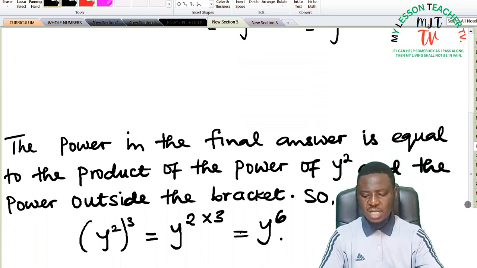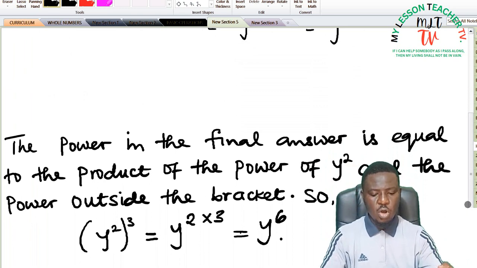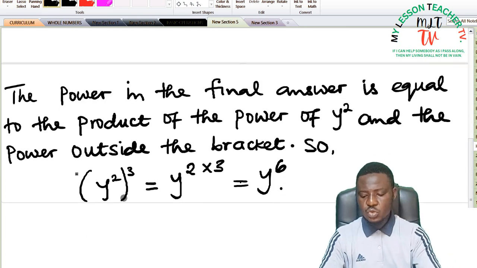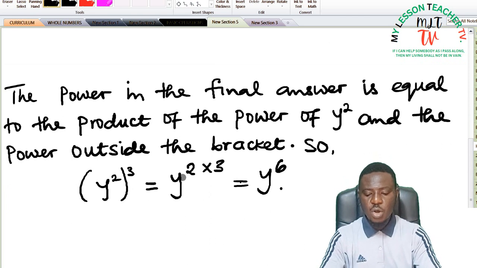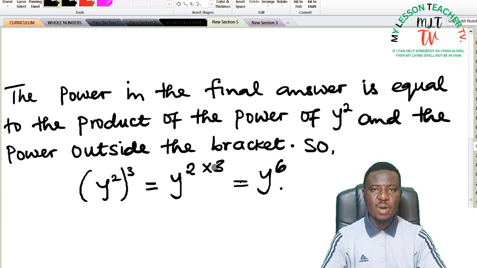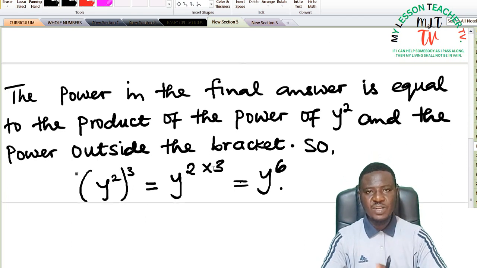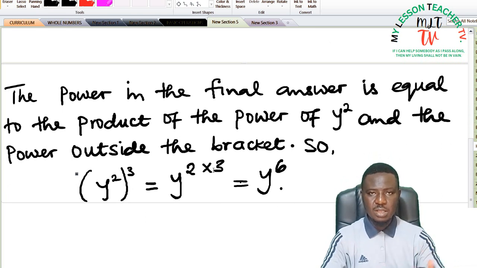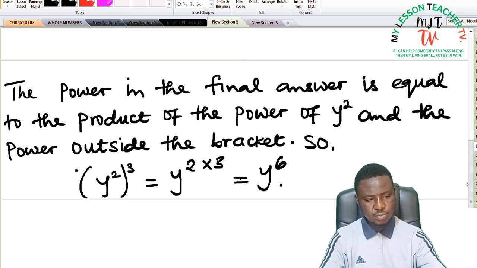The power in the final answer is equal to the product of the power of y squared and the power outside the bracket, so that y squared cubed can be said to be y raised to the power of 2 times 3, which is equal to y raised to the power of 6. If you had applied the first method, which entails using the expansion method, you will still arrive at y raised to the power of 6. Same thing as when you apply the indices law of multiplication.